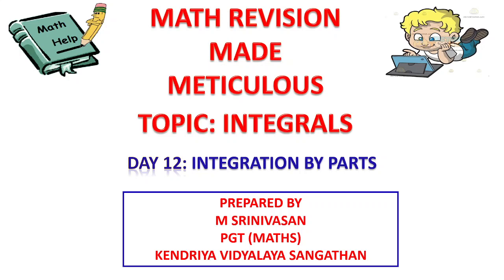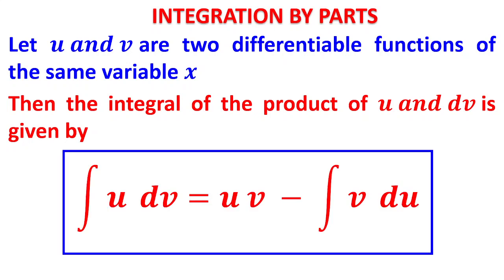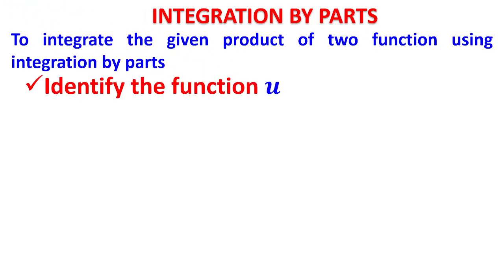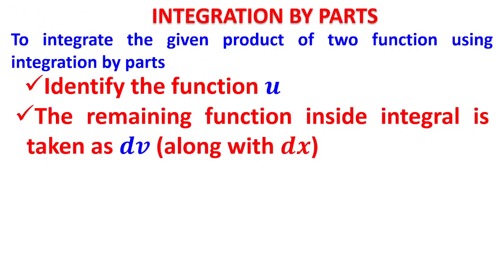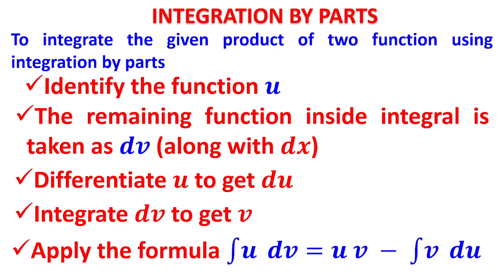In integration by parts, we take u and the derivative of the second function is visualized, and it is given as integral u dv is equal to uv minus integral v du. What are the steps involved? We have to identify the function u. There is a rule for it. The remaining function inside the integral is taken as dv along with dx. Differentiate u to get du, integrate dv to get v, and put it in the formula uv minus integral v du. We are visualizing the integral as a function into the derivative of the second function.